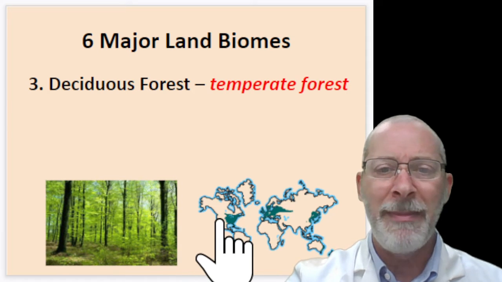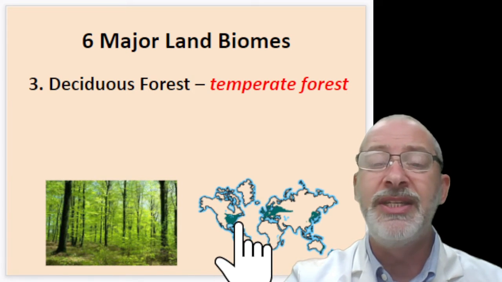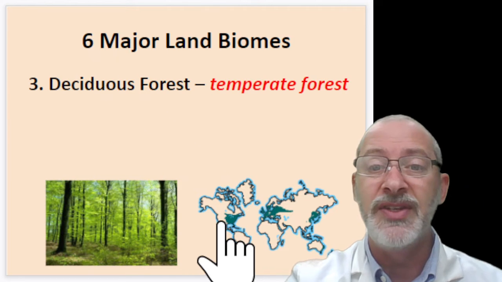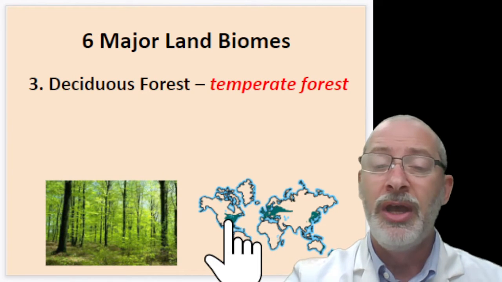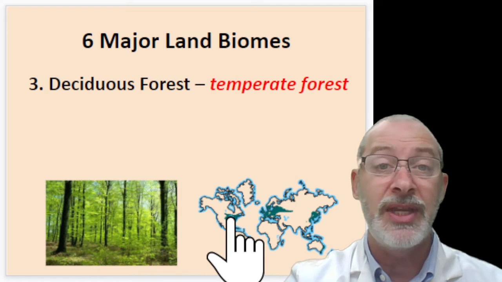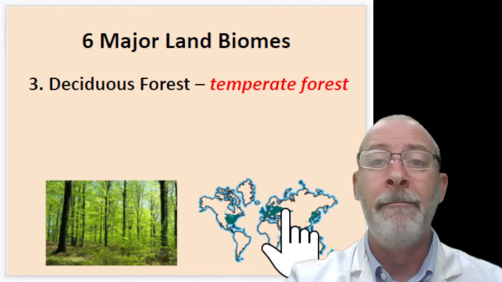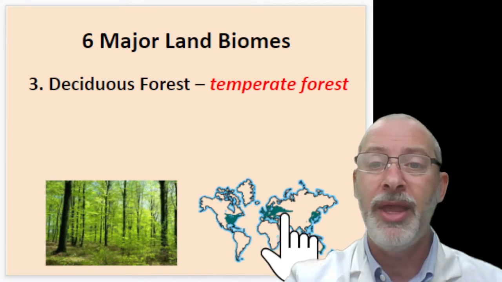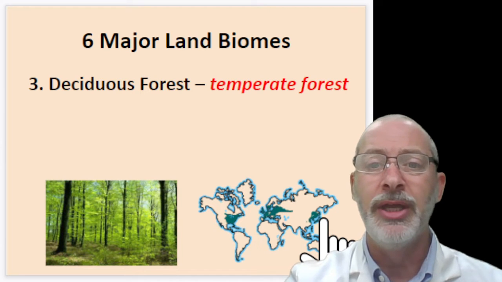Now, if we look at the map here, you'll see the distribution of deciduous forests are across the majority of the eastern part of the United States here in North America, and much of Europe and some other parts of Asia as well.